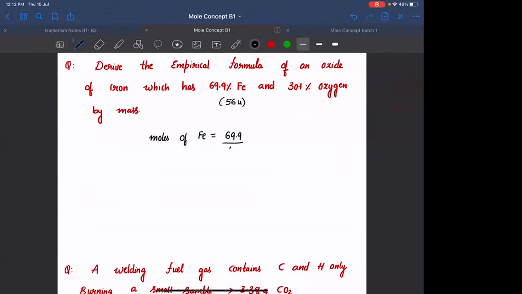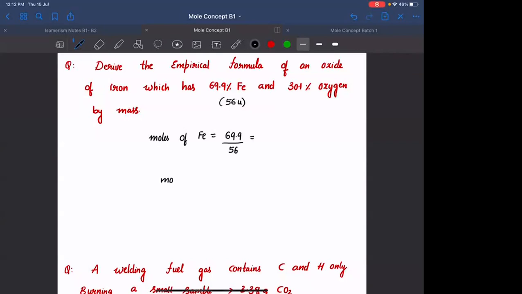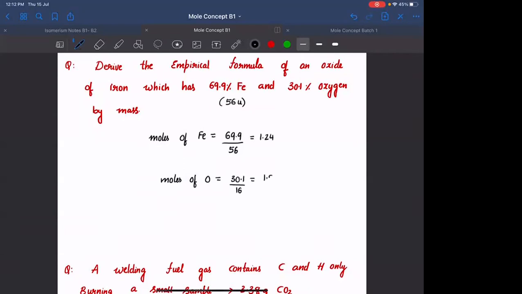You can calculate the moles of Fe as 69.9 divided by 56, which is equal to कितना है? 1.24. Okay, 1.24. Moles of oxygen as 30.1 divided by 16 equals to ये कितना है? 1.88.